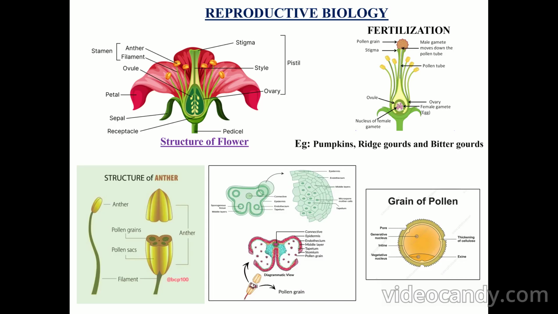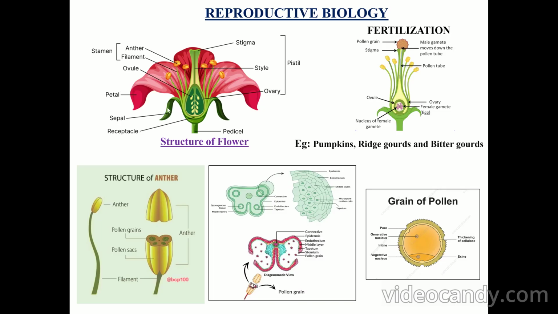Before knowing the structure of the anther, I want to tell you about the essential and non-essential whorls. Essential whorls are the ones which take part in the reproduction, and these include stamen and pistil. Stamen has the anther lobes and the filament, whereas the pistil has three important parts: stigma, style, and ovary. The non-essential parts are the sepals and petals.